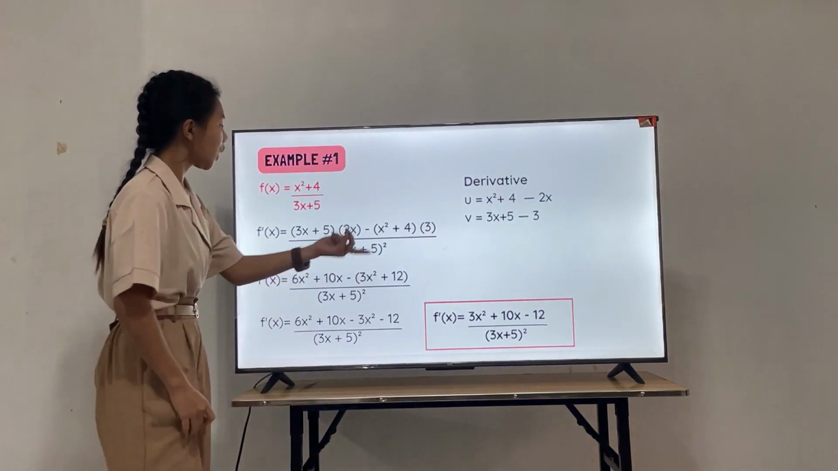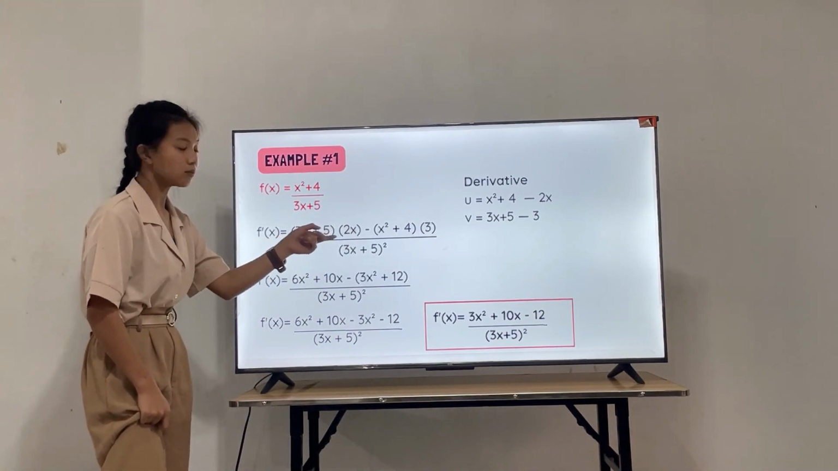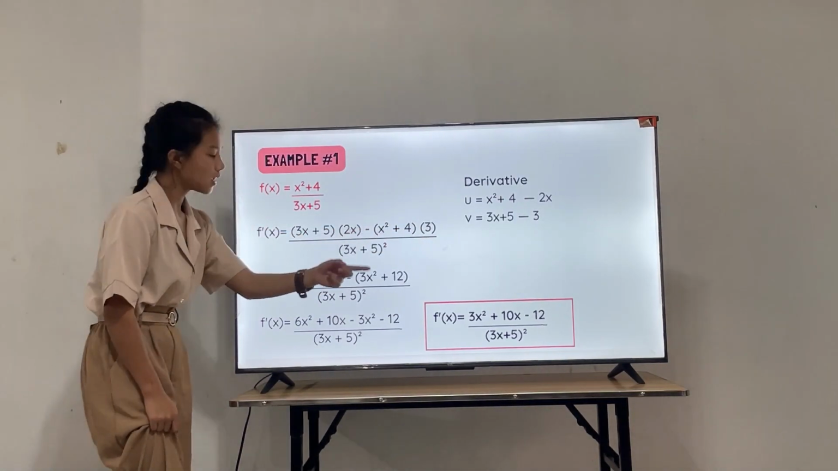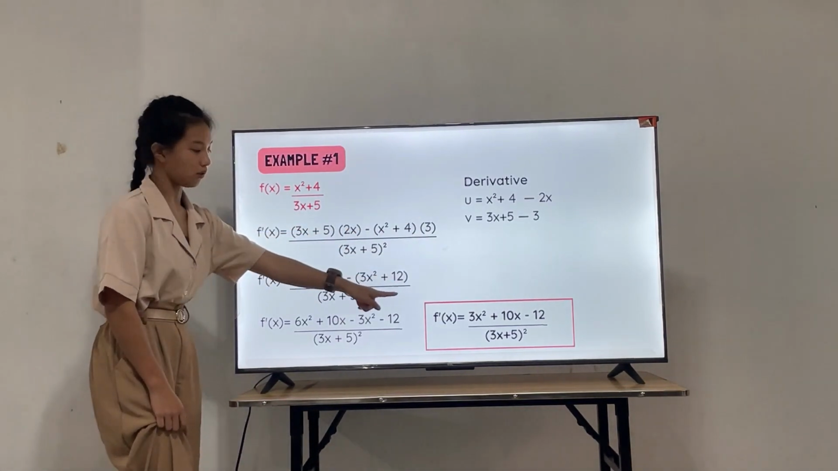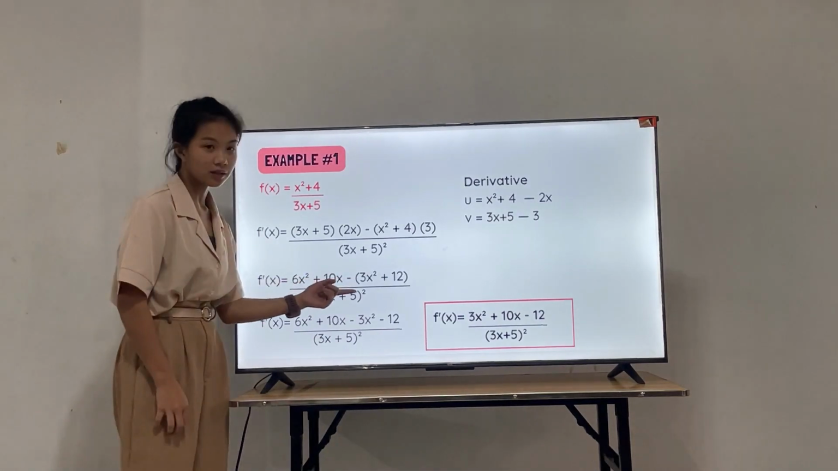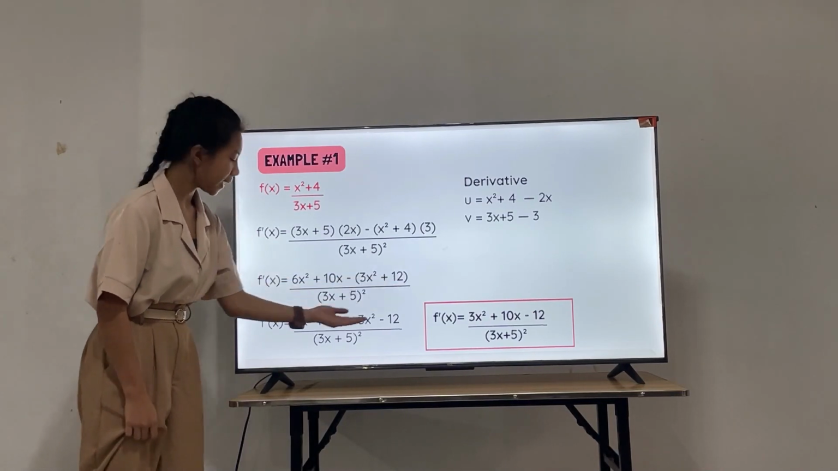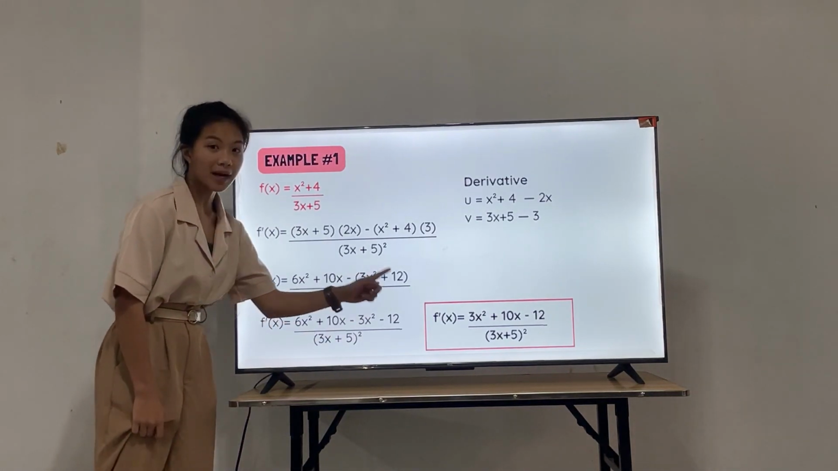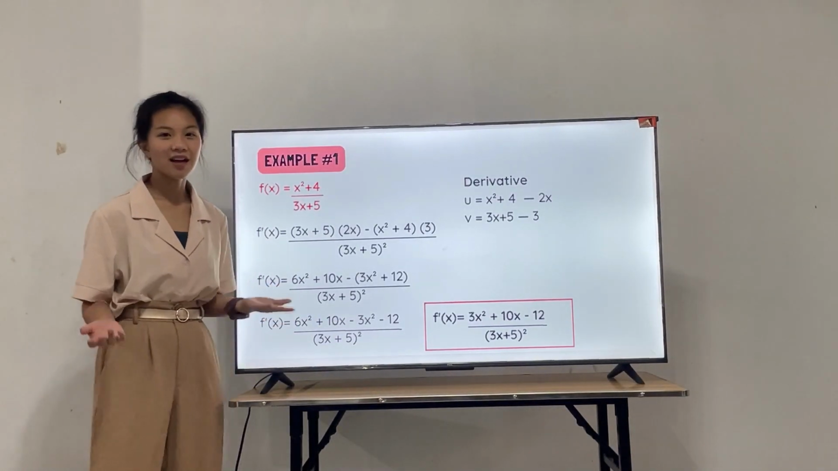Now, we multiply. 2x times 3x is equal to 6x squared, plus 2x times 5 is equal to 10x, minus 3 times x squared is equal to 3x squared, plus 3 times 4 is equal to 12, all over 3x plus 5 squared. As you can see, we have a negative sign here, or subtraction. We need to distribute our negative sign, making it 6x squared plus 10x minus 3x squared minus 12 all over 3x plus 5 squared. Next, we combine like terms.